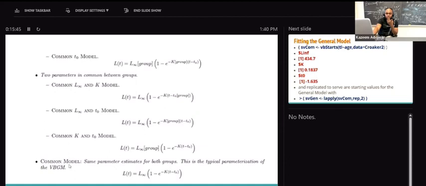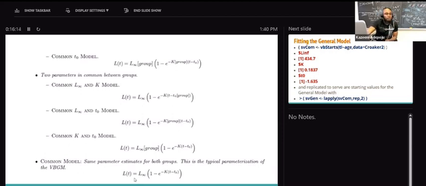Then what is a common model? The common model now means they have the same value for L infinity, the same value for K, the same value for T0. That is what we call the common model. Any question? These are the possible models that we can talk about when we want to compare two groups using the Van Bertalanffy growth model.